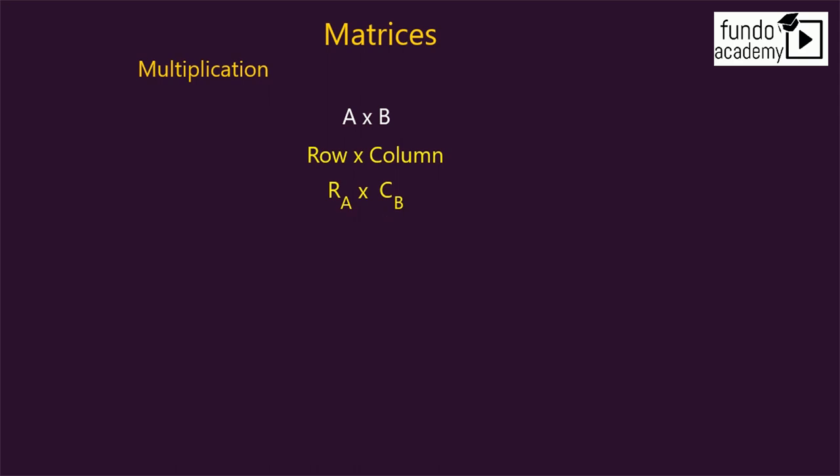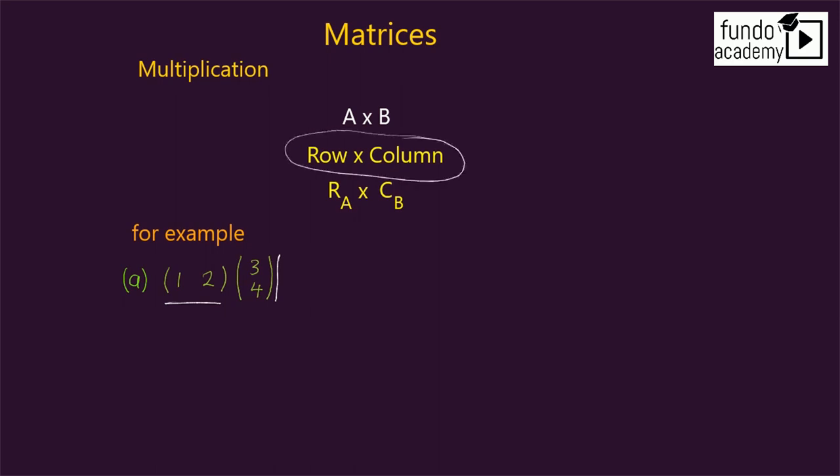So let's have an example. The first example is part A. We want to multiply the matrices 1, 2, and 3, 4. You can see here that I've got a row matrix 1, 2 and a column matrix 3, 4. So I've used this example to show you how we multiply a row by a column. Okay, so how do we do it?